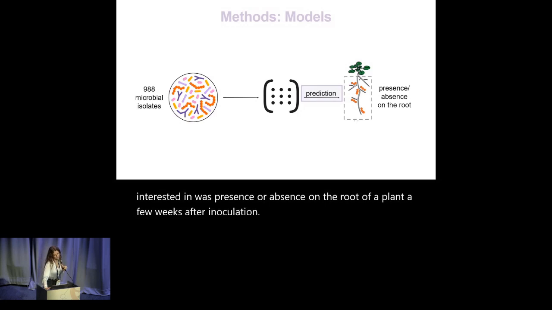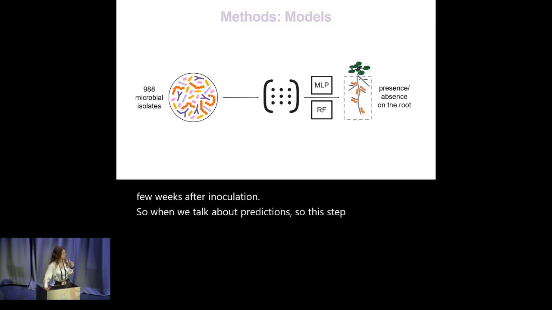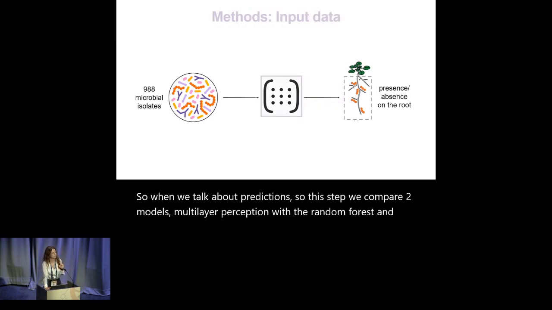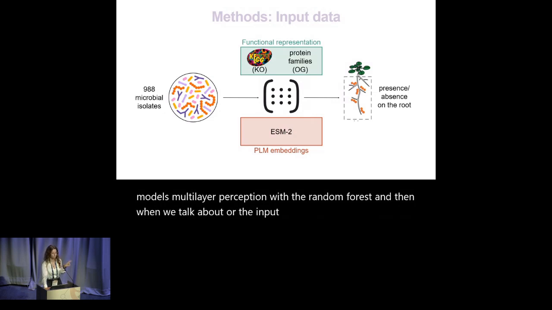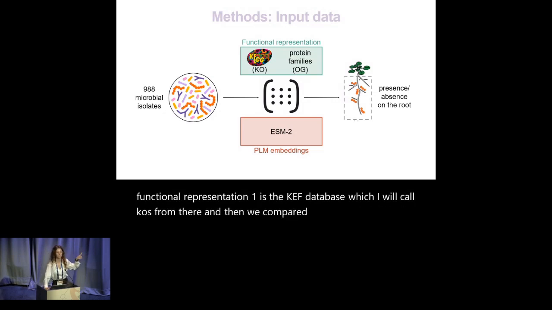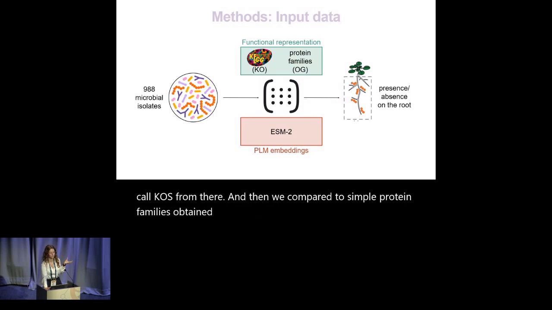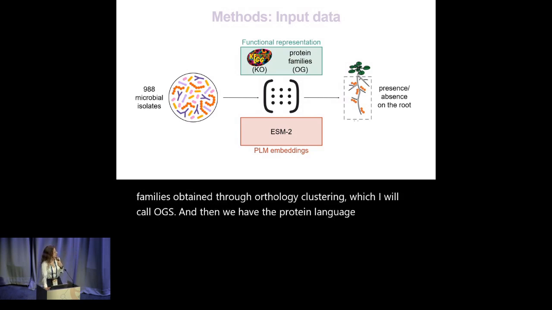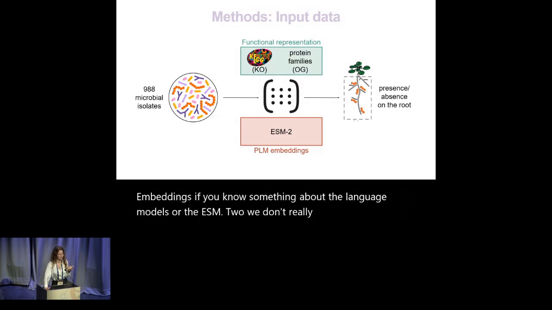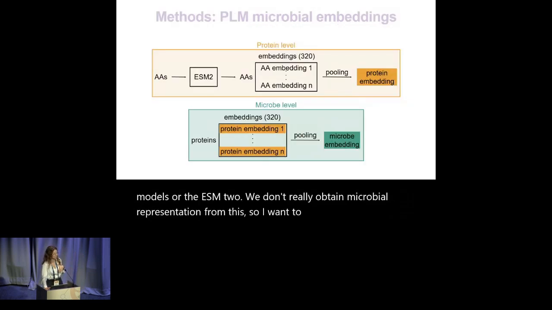So when we talk about prediction, in this step, we compared two models, a multi-layer perceptron and a random forest. And then when we talk about the input, we compared two functional representations. One is the KEGG database, which I will call KOs from there. And then we compared to simple protein families obtained through orthology clustering, which I will call OGs. And then we have the protein language model embeddings. If you know something about the protein language models or ESM2, you know we don't really obtain microbial representations from this. So I want to explain a bit how we got there.